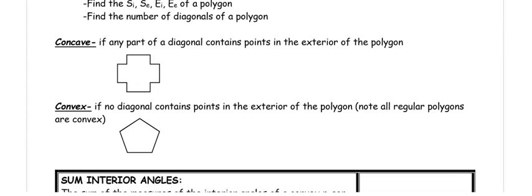Concave is when any part of a diagonal is on the exterior of a polygon. Here, to connect a vertex to a vertex in a diagonal, we see that it is outside of our shape. Convex means no diagonal contains points on the exterior of the polygon. Another way to think about this is that all of the diagonals are inside our polygon. If we look at the pentagon here and draw in our diagonals, we notice that all of the diagonals fit inside the pentagon without going outside.